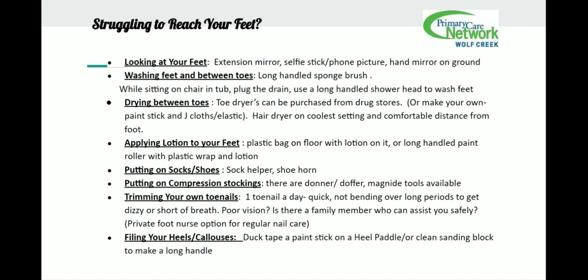Filing your heels and calluses. You can duct tape a paint stick onto a heel paddle. You can get heel paddles and files from the dollar stores or drugstores, or you can use a clean sanding block and duct tape a handle onto that. Okay, there are some easy ways you can still manage your feet. Don't just neglect them until you end up with problems.